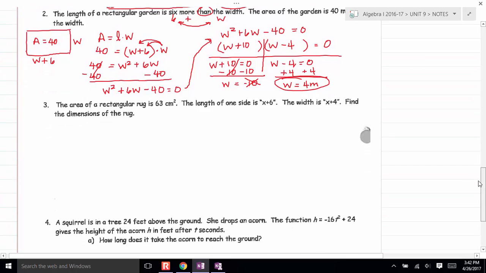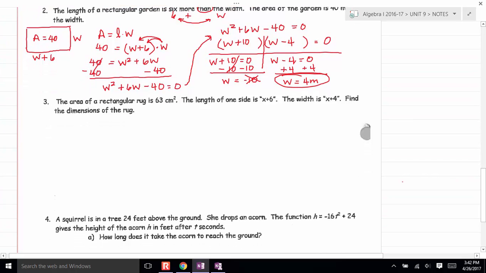Okay, moving on to number 3. The area of a rectangular rug is 63 square centimeters. The length of one side is x plus 6. The width is x plus 4. Find the dimensions of the rug. So this problem is a little bit different in that they didn't give us the verbal phrase for the sides. They just tell you what the algebraic expression is for the length and for the width. Another thing that's a little bit different is that they want us to find both dimensions, not just the width. They want us to find what the length is as well.